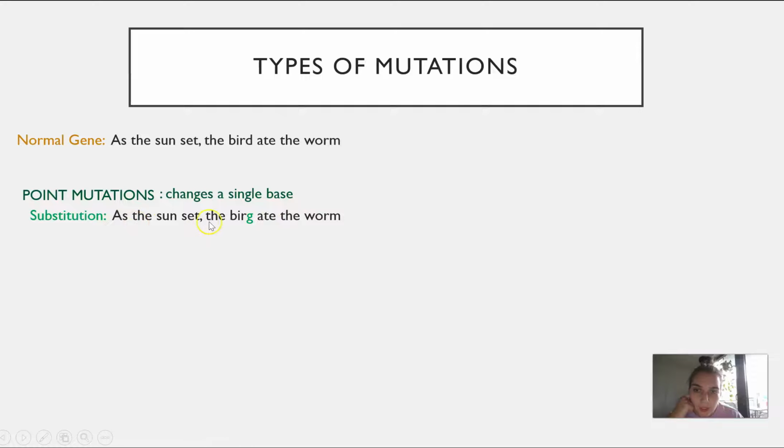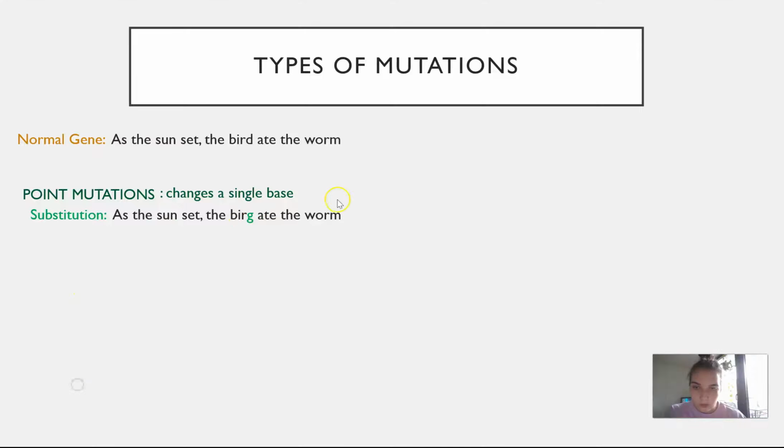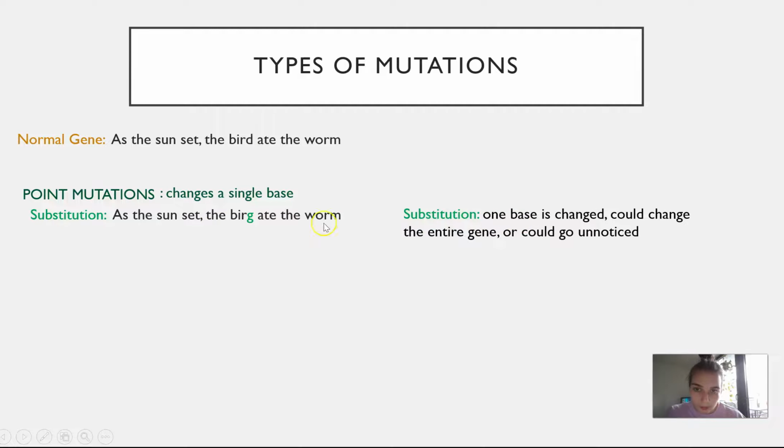As the sun set, the bird ate the worm. So we have this D switched out with a G. So that is your substitution. And that will change the sentence, as you can tell, because a bird is different than a bird. And it's just one letter being changed. So the substitution that we just saw is one base being changed.